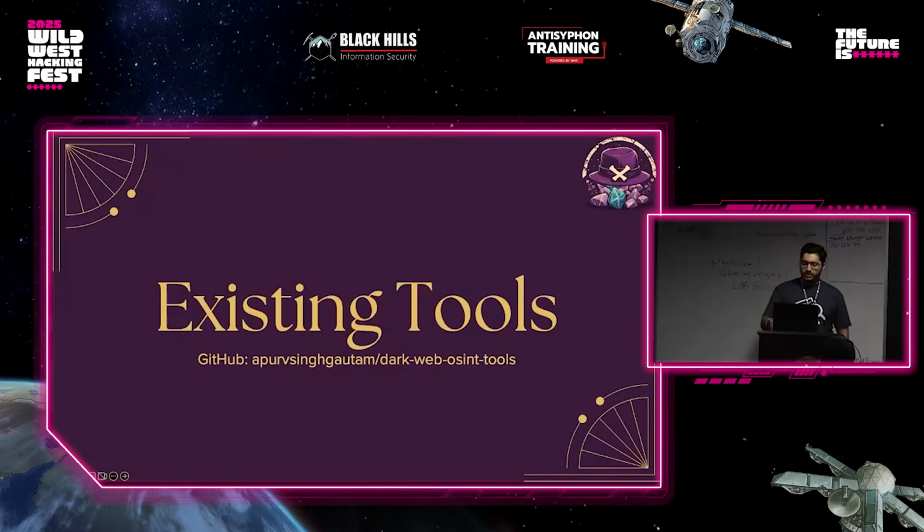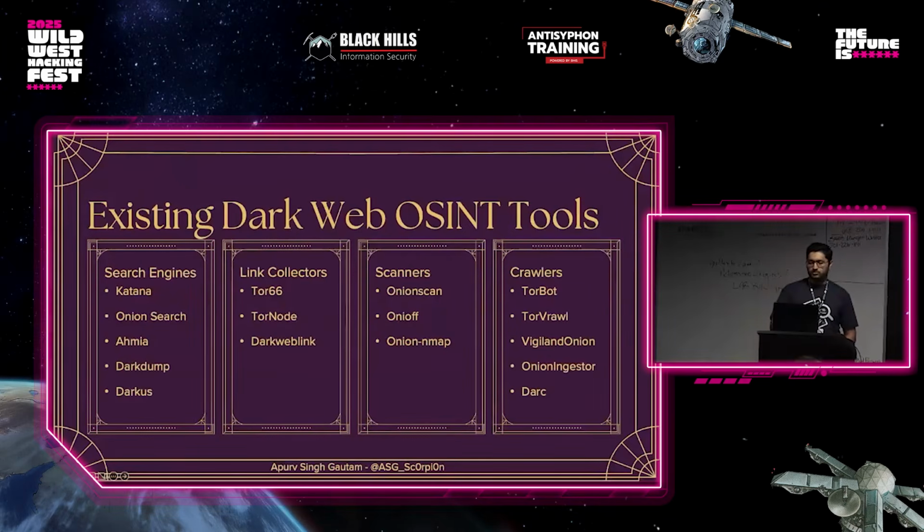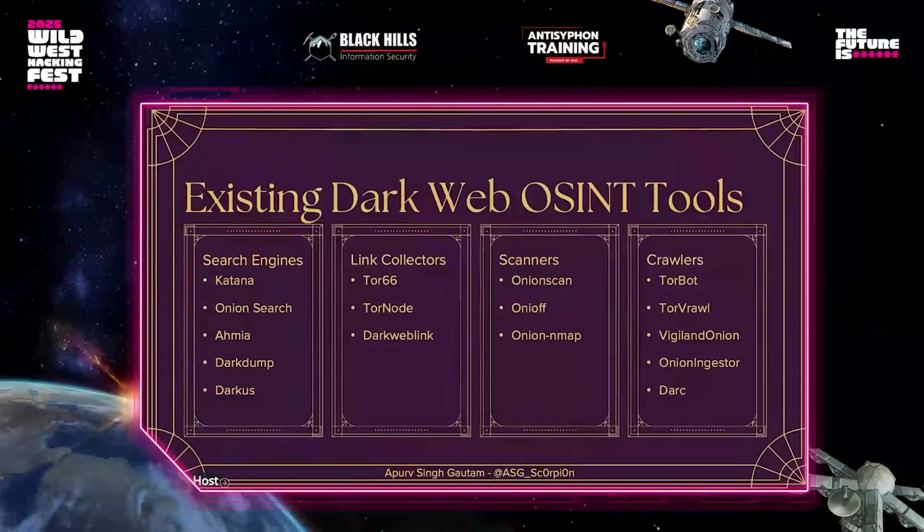A few existing tools that are already out there are OSINT tools. I have a GitHub repo with all these tools. It looks like this. Basically, it is divided into 4 or 5 different categories, and I created these categories thinking about how a normal analyst goes about researching on the dark web.